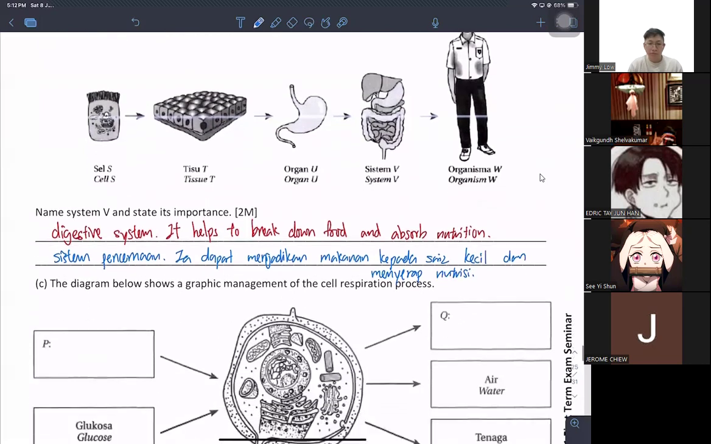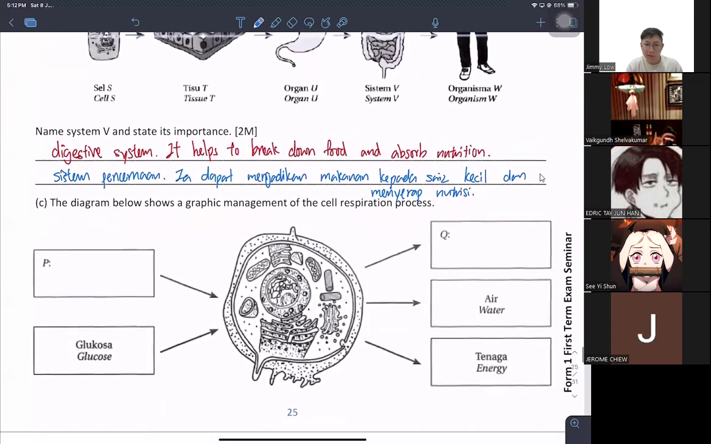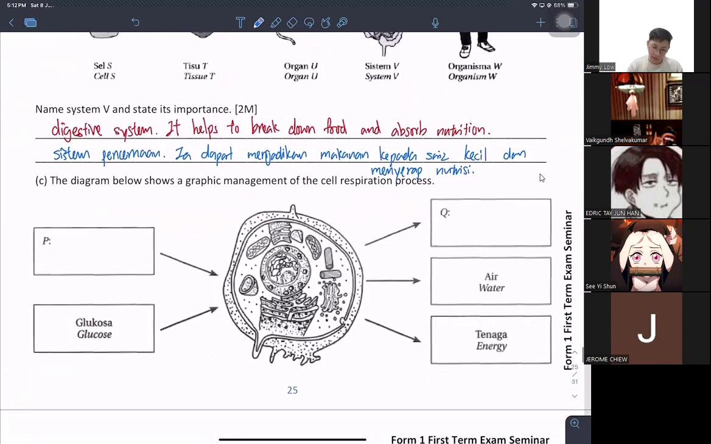So just try to explain what this is. Okay, the same thing happens here. It is about cell respiration already. So you see, it matters. You have to know what the content inside cell respiration is. The cell itself takes in glucose and oxygen to produce carbon dioxide, water, and energy.